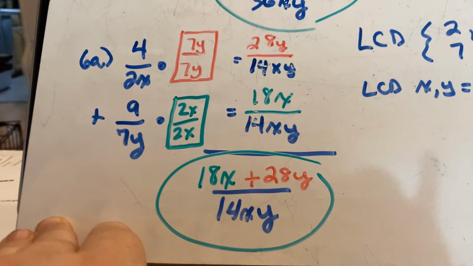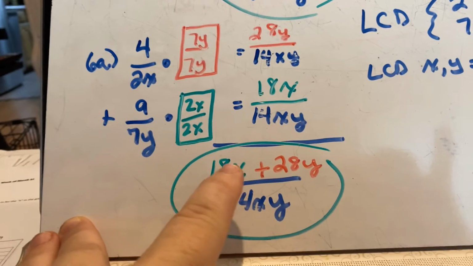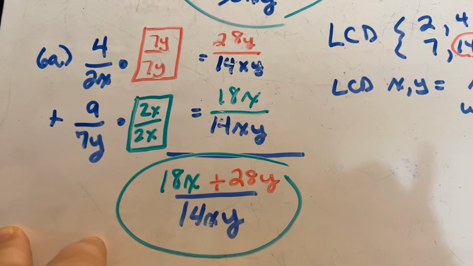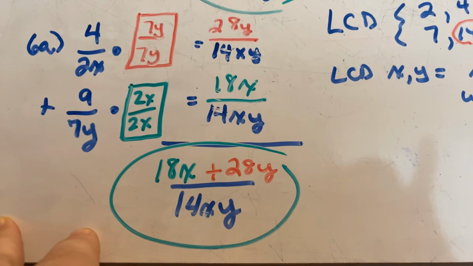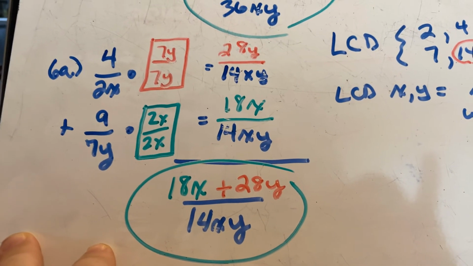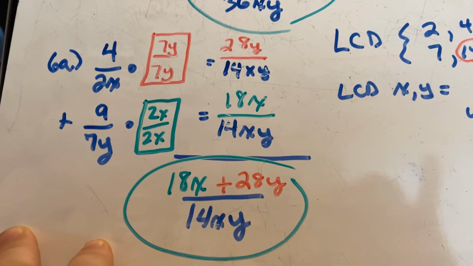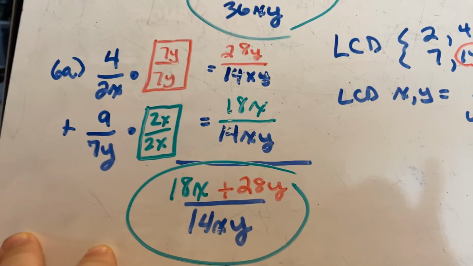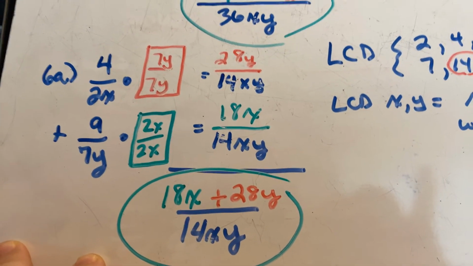For a sum total of, now remember these are not like terms, so I cannot put them together. I'm not multiplying, I'm adding. Notice again that the x term goes in the front, the y term goes in the back, for a final answer of 18x plus 28y over 14xy.